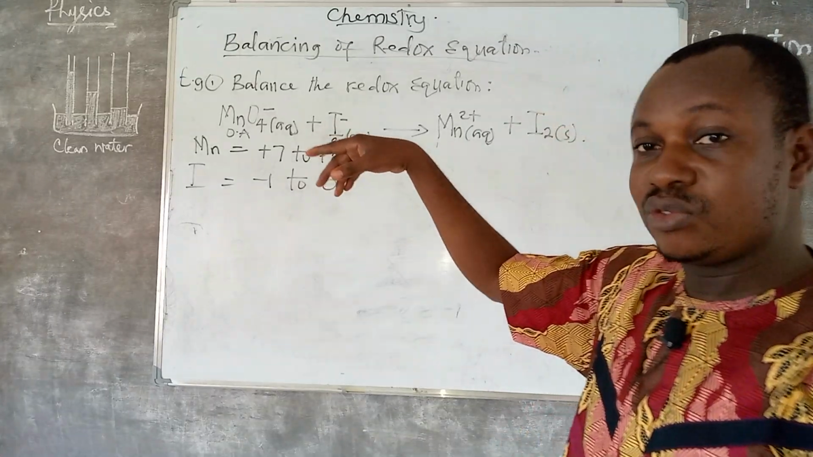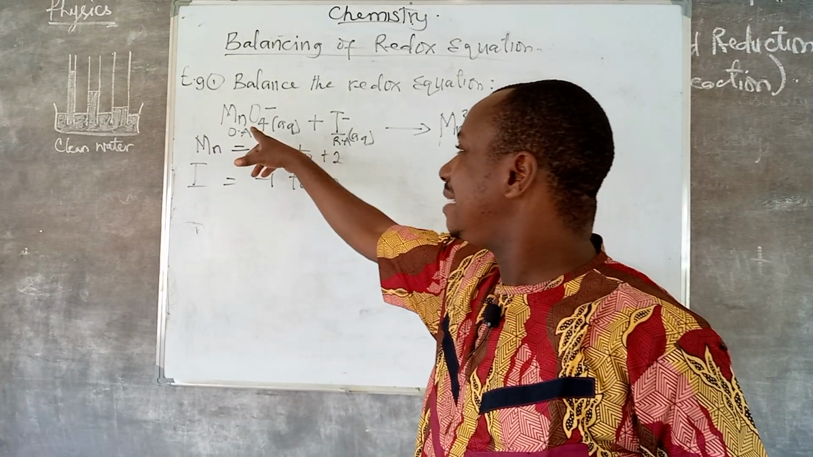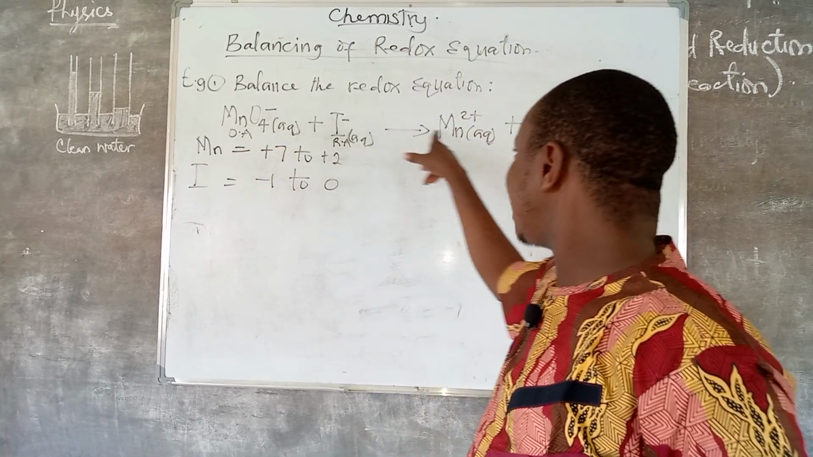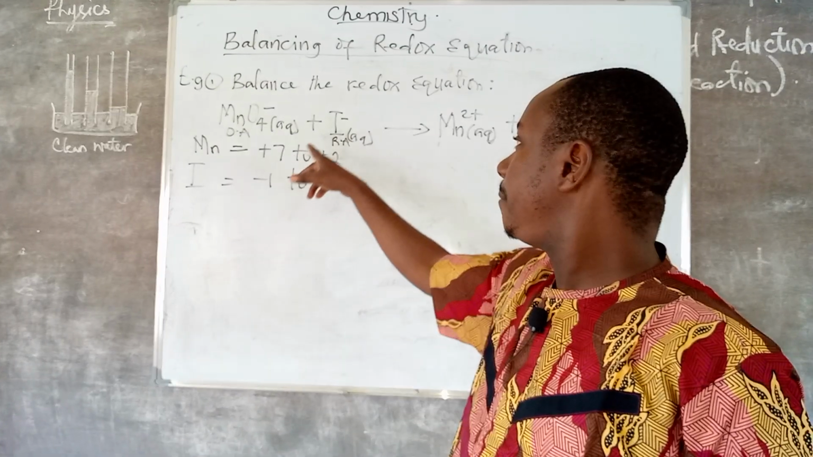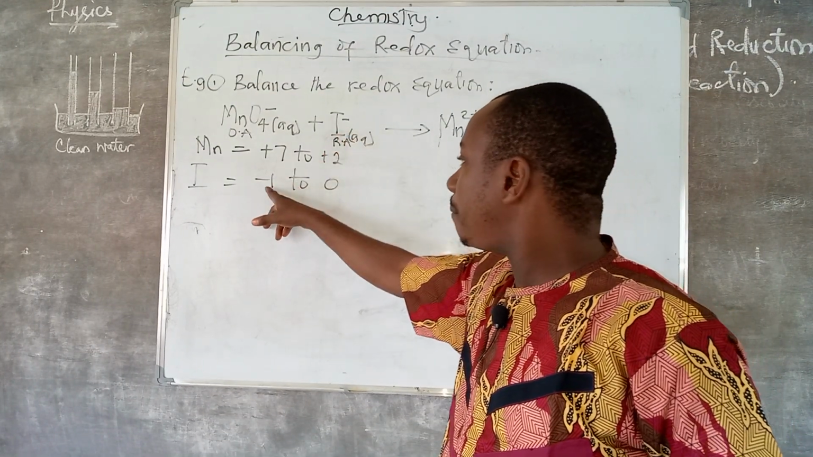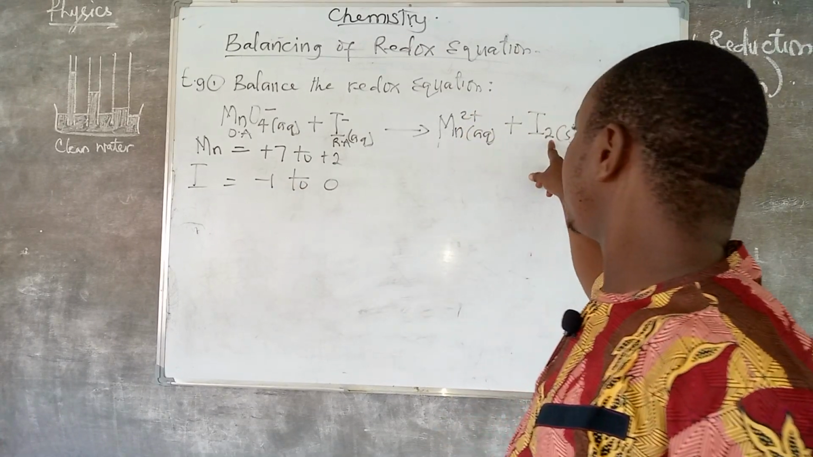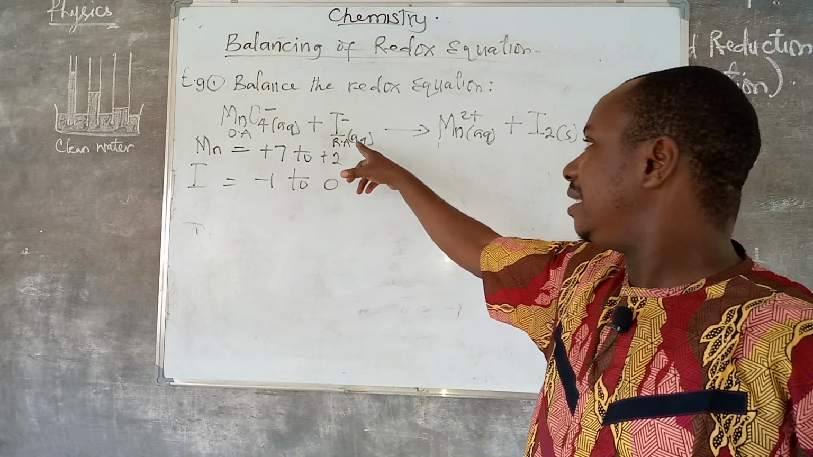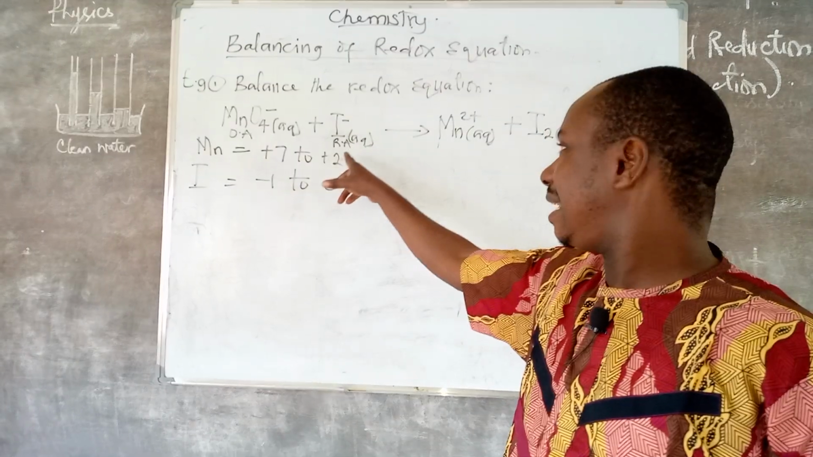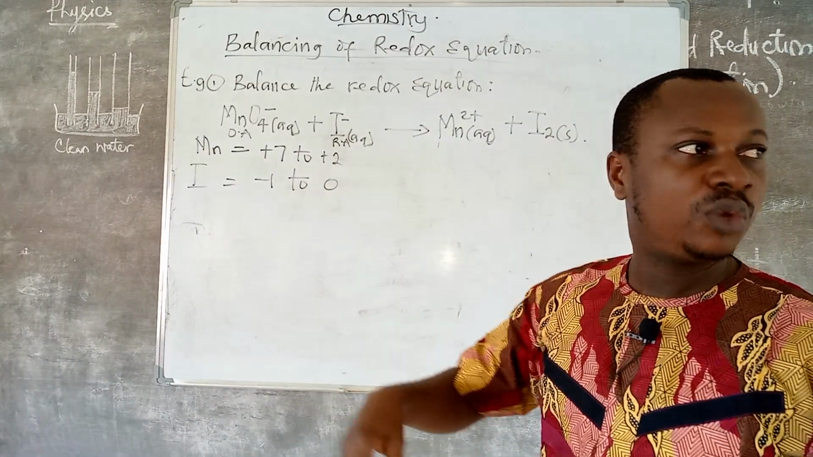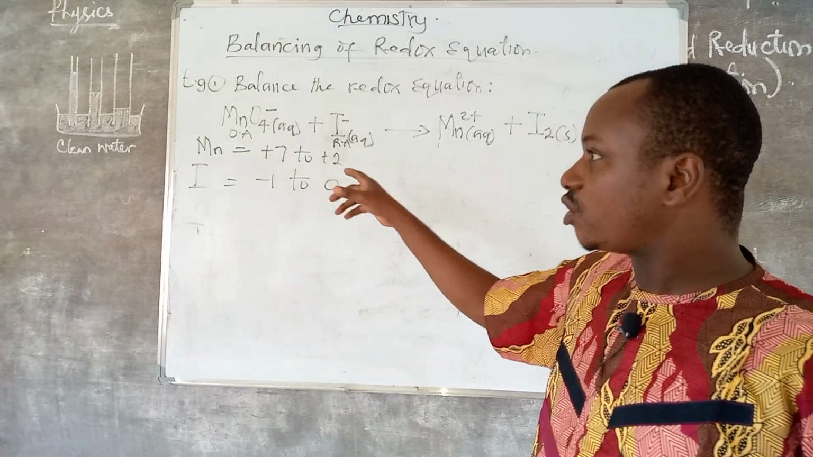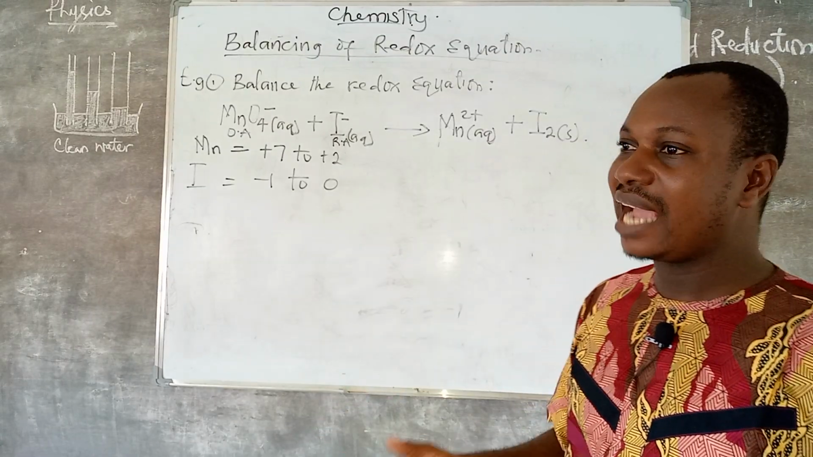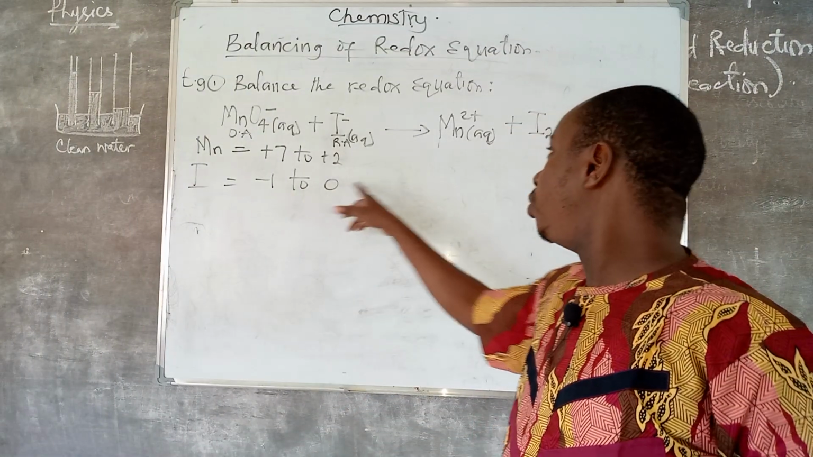+7 to +2. That is to say that the oxidation number of manganese in this is +7. So from here to here, it has changed to +2, while the iodide ion changes from -1 to 0. Here is 0. Remember, when it is uncombined, staying in the uncombined state, it is 0. You may ask me, is this one not staying alone? But don't forget that aqueous means that it is in solution, which means it is not standing alone. So that is why the oxidation number of iodine here is -1. And besides, it's not even an iodine atom, it's the iodide ion. So it's -1 to 0.